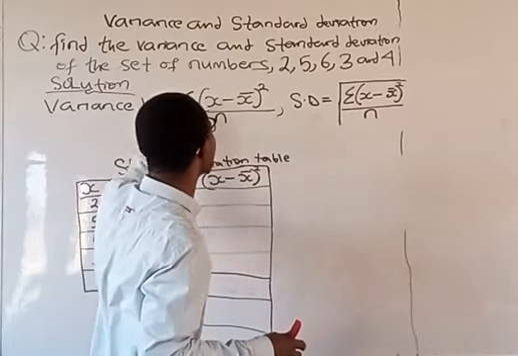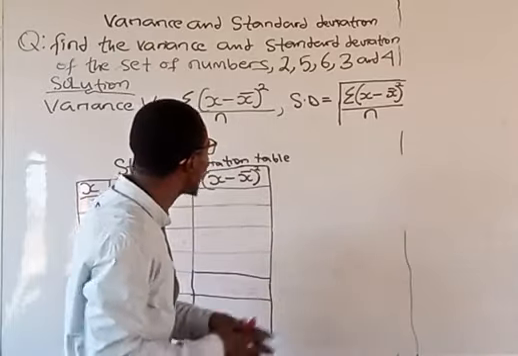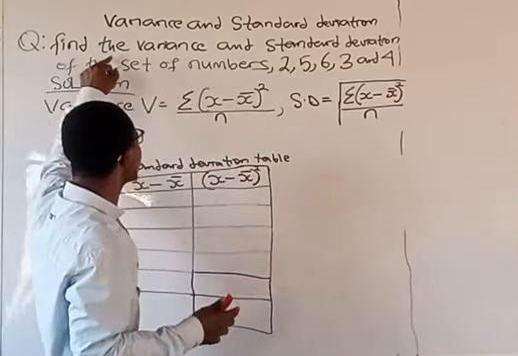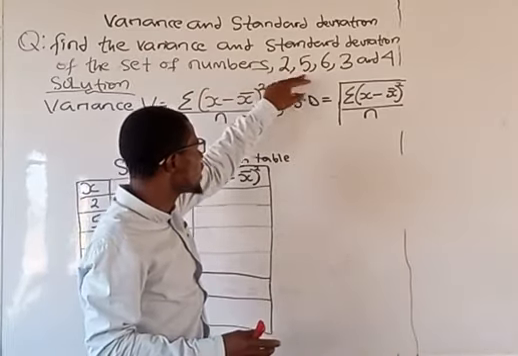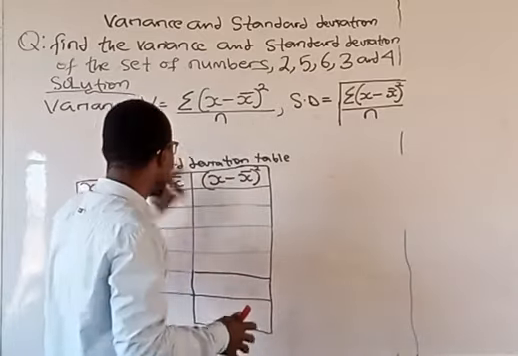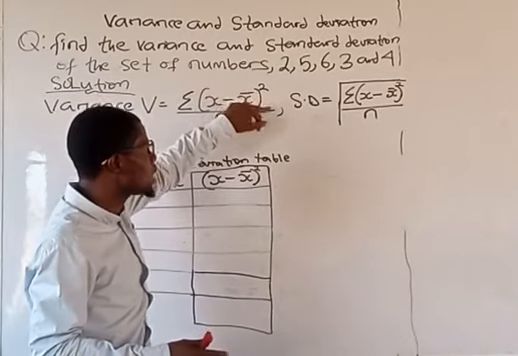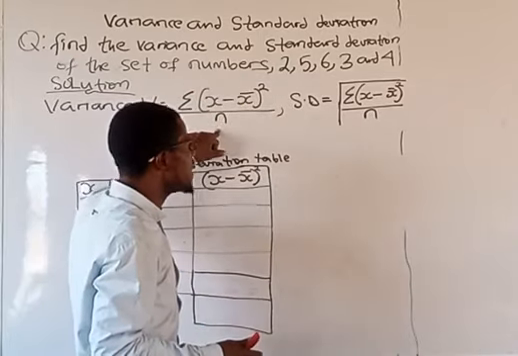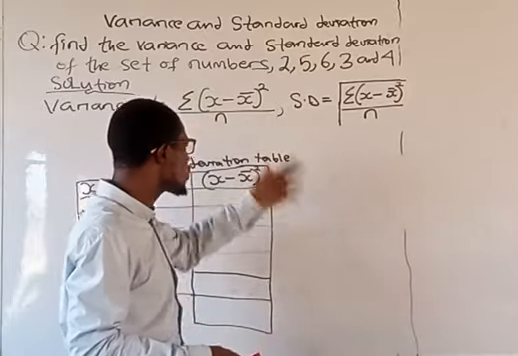Now in this question we have to calculate the variance and standard deviation. So let's quickly look at the question underneath. The question says find the variance and standard deviation of the set of numbers 2, 5, 6, 3 and 4. The formula for calculating the variance is summation of (x minus x bar) squared over n, while standard deviation is the square root of variance.